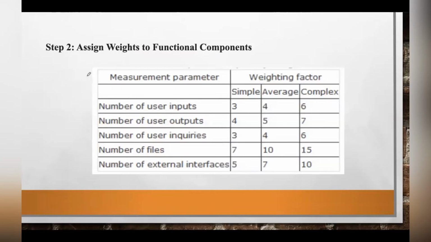And step two is to assign weights to the functional components. So we know these are the components, and for each component, we need to assign some weight. This is an example where we have weighting factors in terms of simple, average, and complex, and these are the weights associated with every factor.